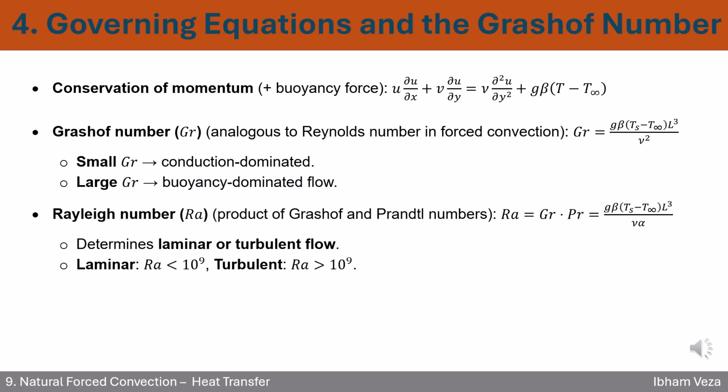Grashof tells you who's winning, viscous forces or buoyancy. Small Gr means viscous forces dominate. Large Gr means buoyancy takes over. The Rayleigh number sharpens the picture by combining Grashof and Prandtl numbers, letting us quickly classify flow as laminar or turbulent. Keep your message sharp. Focus on meaning, not just math. That's what makes it stick.